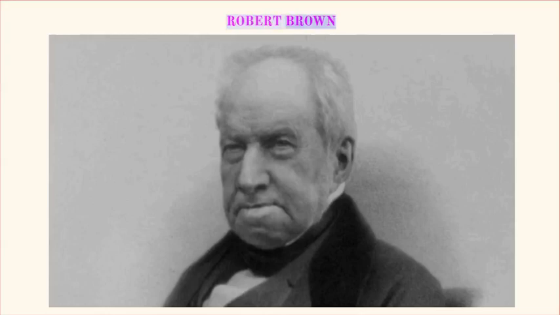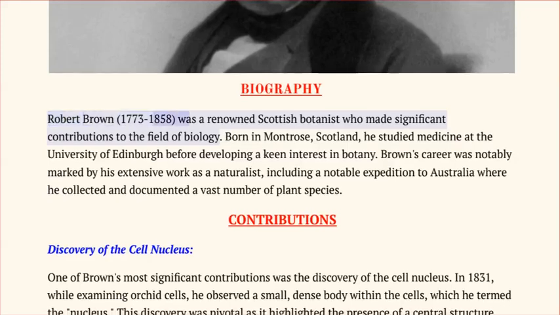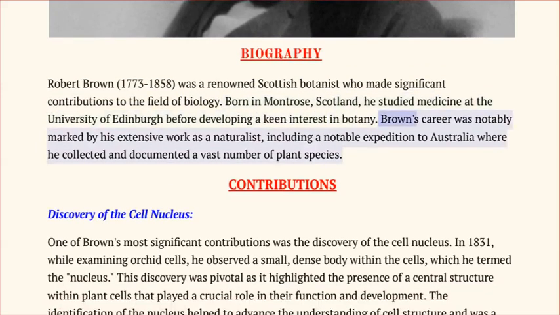Robert Brown. Biography. Robert Brown, 1773 to 1858, was a renowned Scottish botanist who made significant contributions to the field of biology. Born in Montrose, Scotland, he studied medicine at the University of Edinburgh before developing a keen interest in botany. Brown's career was notably marked by his extensive work as a naturalist, including a notable expedition to Australia, where he collected and documented a vast number of plant species.